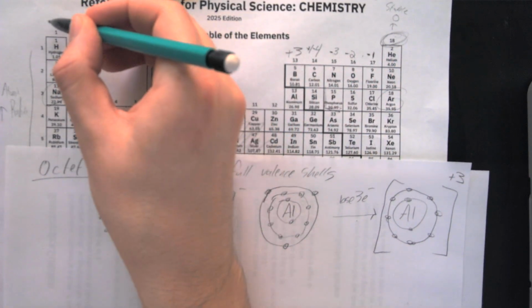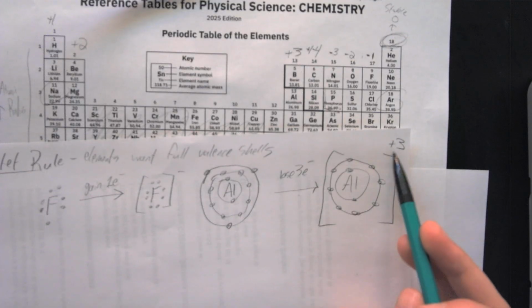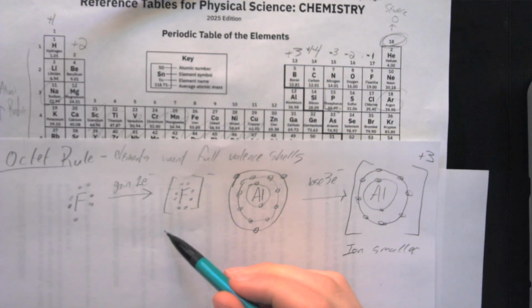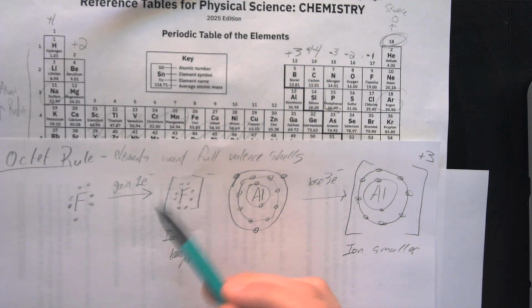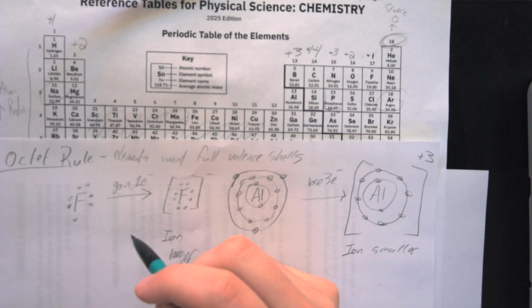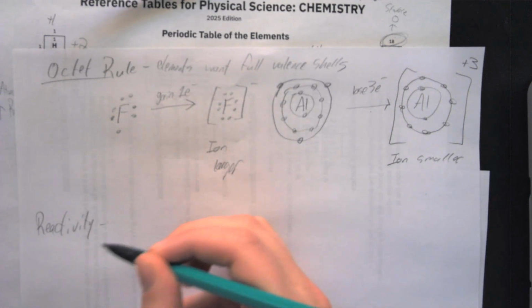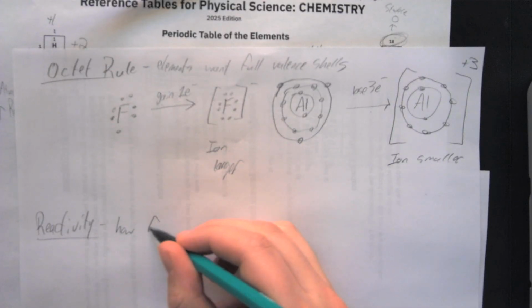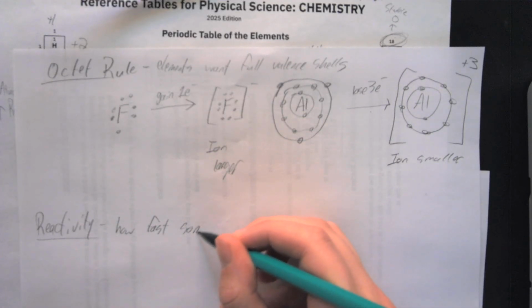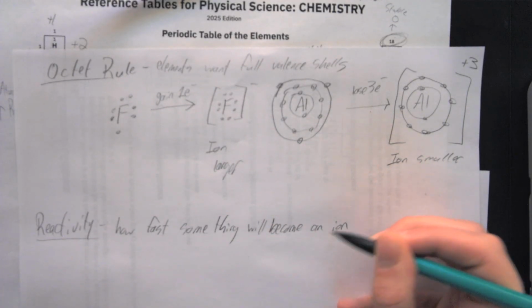Same with group 2, same with group 1. You can see here that when things lose electrons, they become positive. The ion is smaller than the starting atom. And for negative ions, the ion will be larger because the extra electrons will repel each other more and push the atom apart a little bit. On top of that, for reactivity, for our purposes right now, you can think of it as how fast something will become an ion.